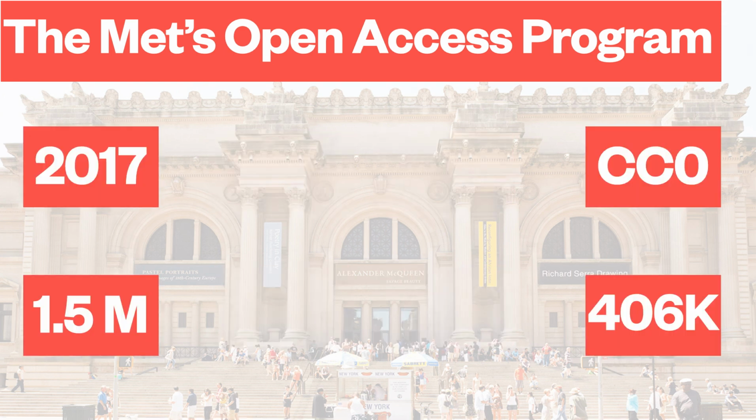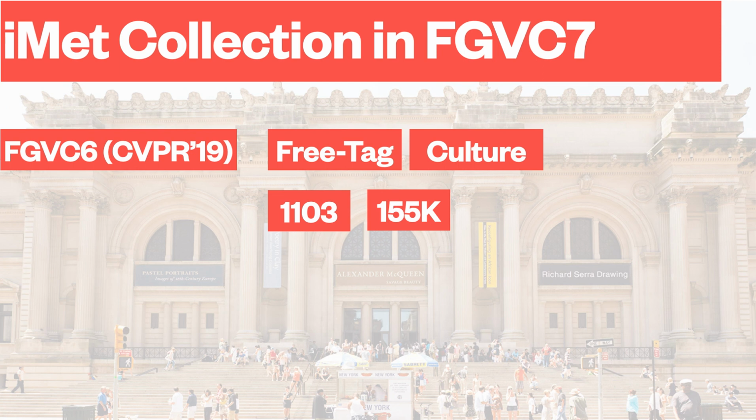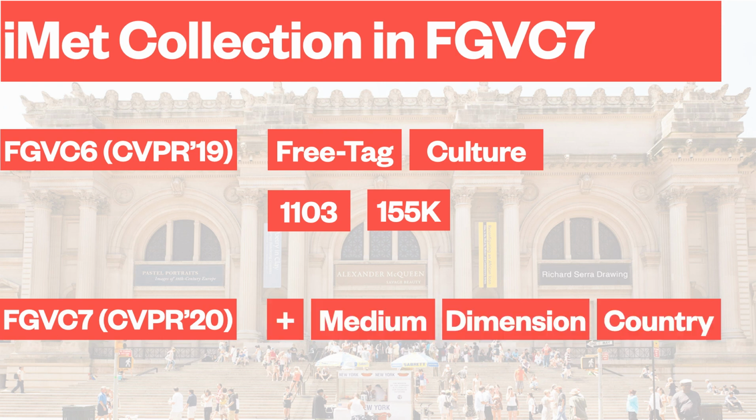As a result, this enables many interesting applications. For example, now you can own your very own artwork copies in Animal Crossing. In 2019, iMat Collection debuted in FGVC6, and we launched a competition focusing on attributes from free tag and culture. We presented 1,000 attributes and 155,000 images. And this year, we include 3 more attribute verticals: medium, dimension, and country, with more images and more attributes.